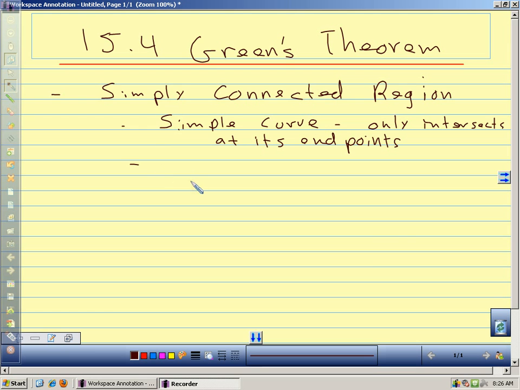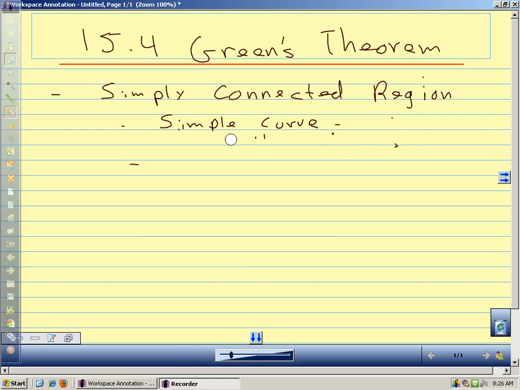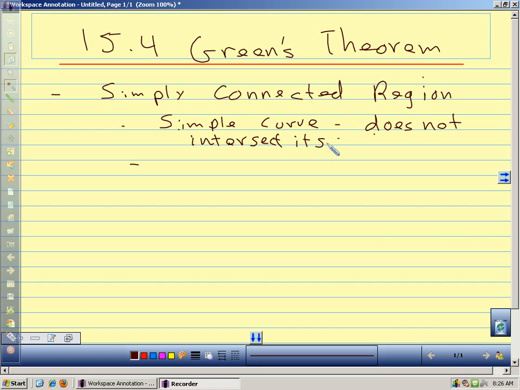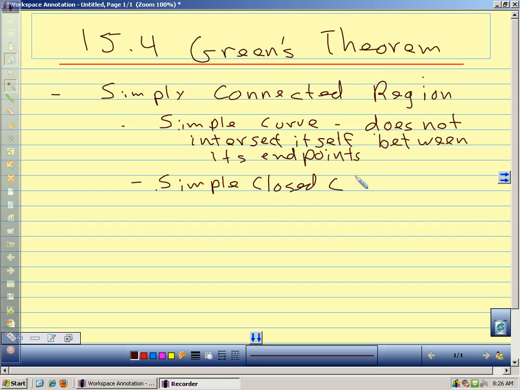A simple closed curve. Actually, this is too restrictive for a simple curve. A simple curve does not intersect itself anywhere between its endpoints. A simple closed curve intersects itself only at its endpoints.